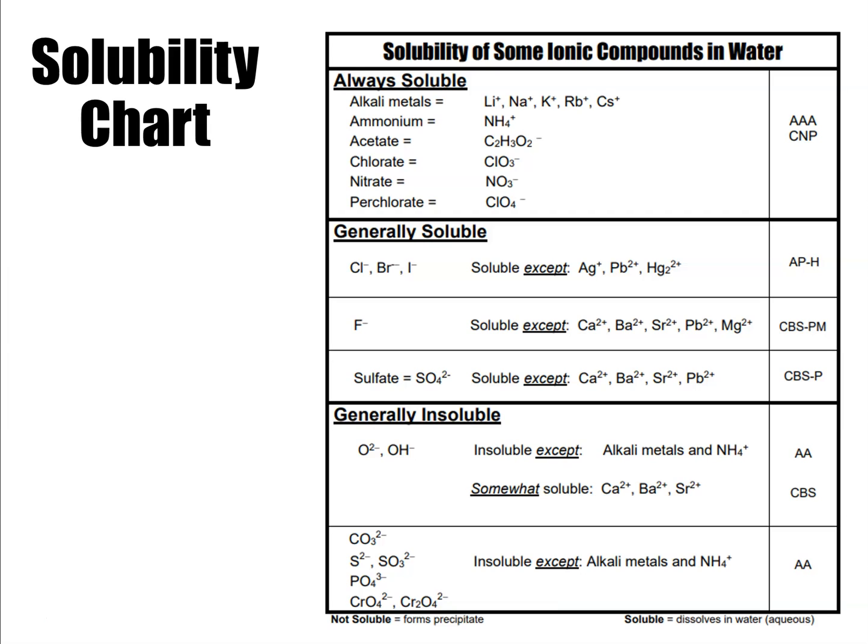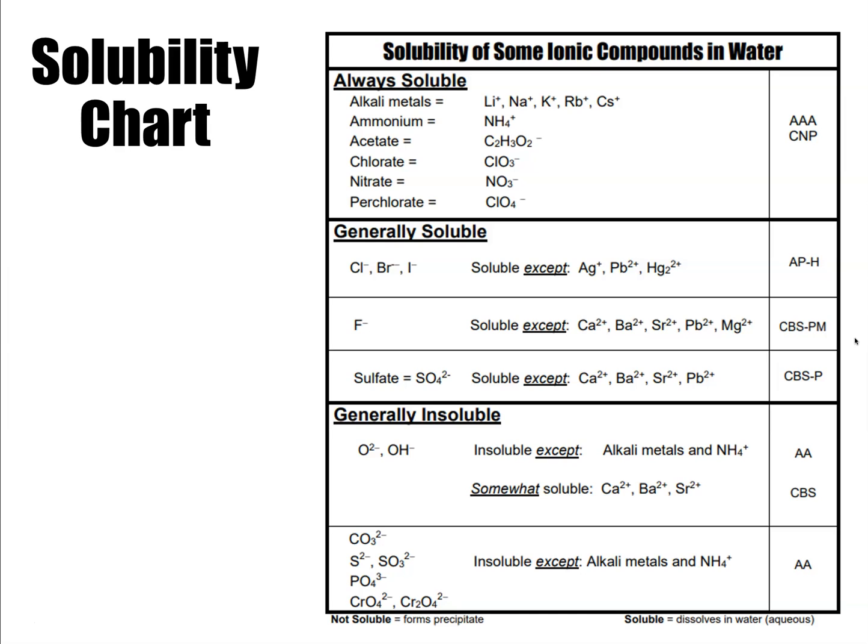Now, notice we have generally soluble and we have generally insoluble. To the right, we have some mnemonics. If you look at generally soluble, chlorine, bromine, and iodine are soluble except for AP and honors courses. Again, A for Ag or silver, lead, and mercury. Fluorine is soluble except when you watch CBS at night. CBS PM, like the channel CBS, and PM meaning night. Ha ha ha. So it's things like that.